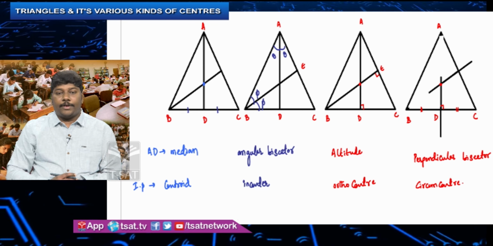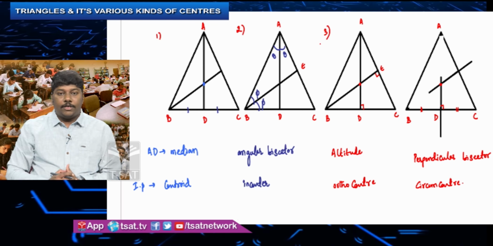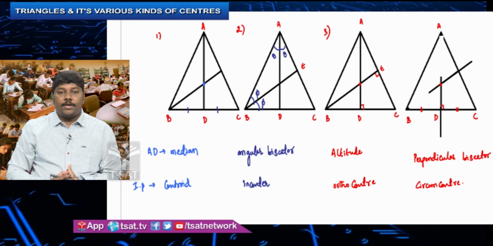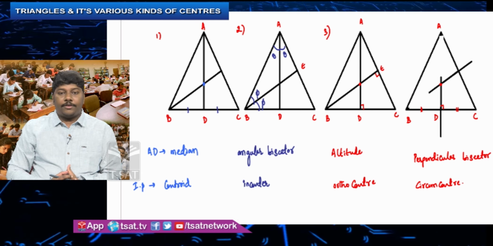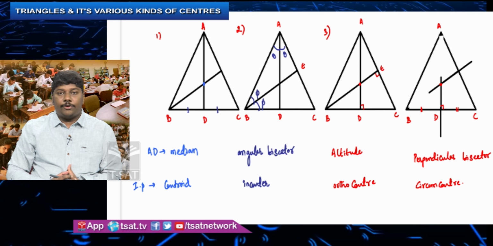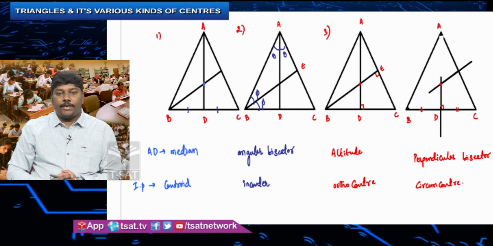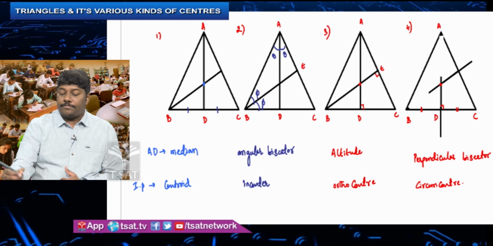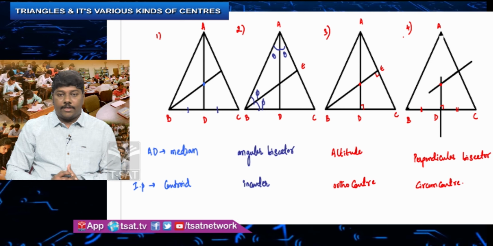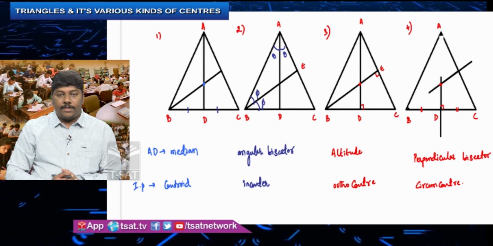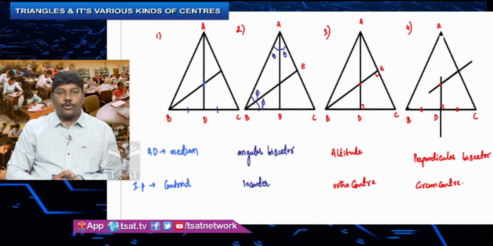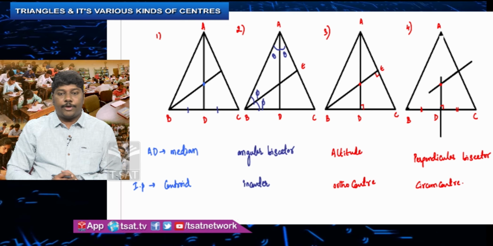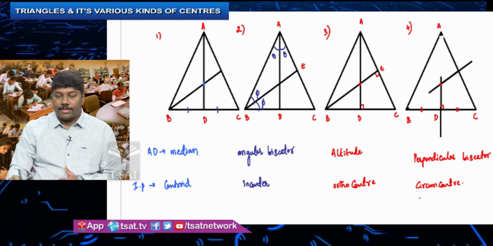And look at the third figure. The third one is perpendicular. AD is perpendicular to the base BC. So, intersection point of these altitudes is called orthocenter. Now, in the fourth figure, here this line is perpendicular to the base BC and it is dividing BC into 2 equal parts. We call it a perpendicular bisector. Intersection point of perpendicular bisectors is circumcenter.